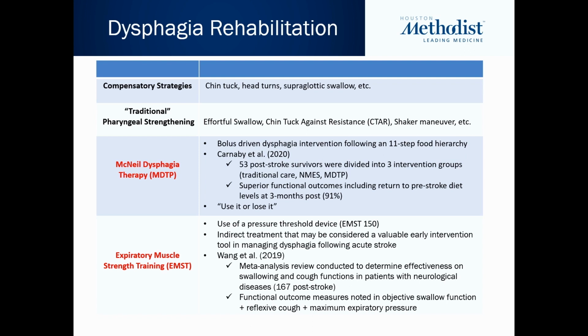So the 53 stroke survivors were divided into 3 intervention groups. One was traditional care, just traditional pharyngeal strengthening exercises based on deficits identified via modified or FEES. The other was given a vital stim treatment, or neuromuscular electrical stimulation. And then the last group was MDTP paired with sham vital stim.